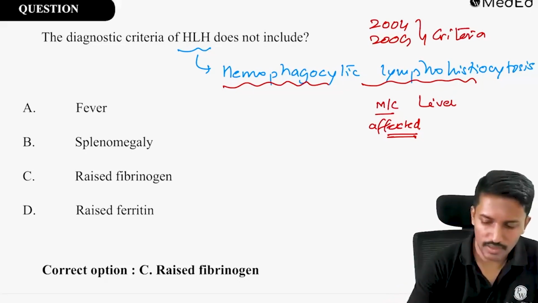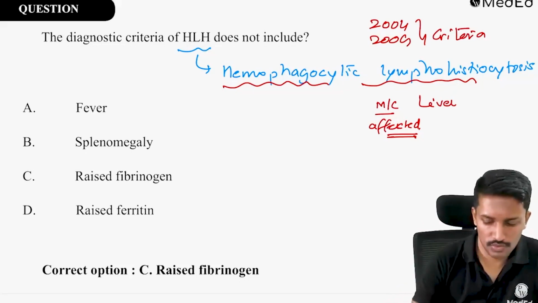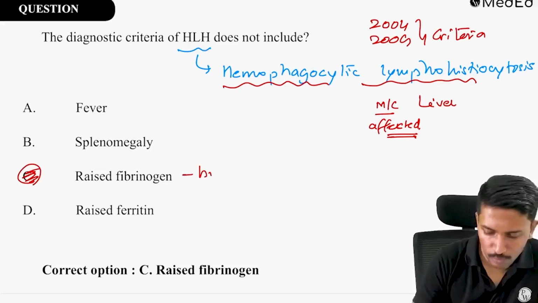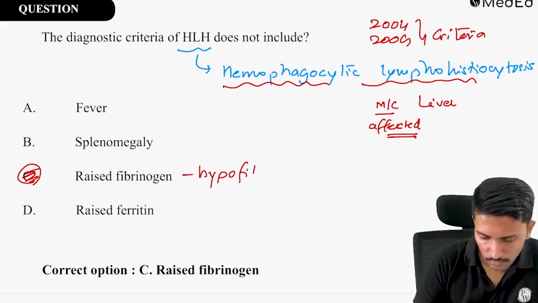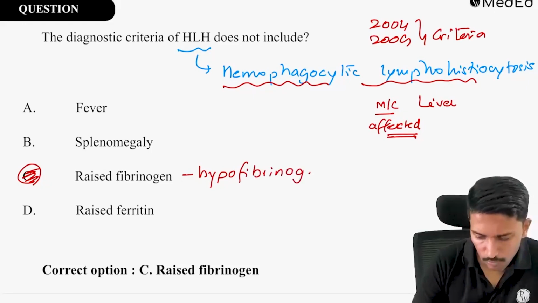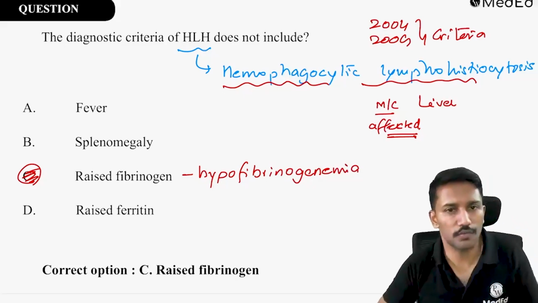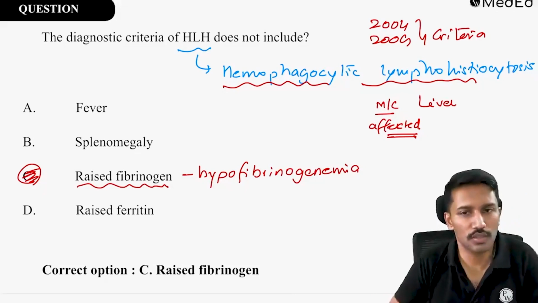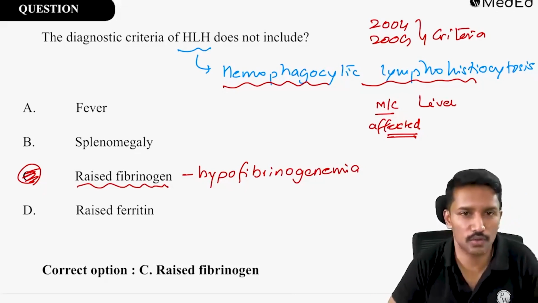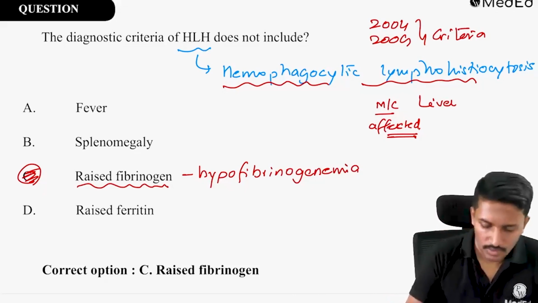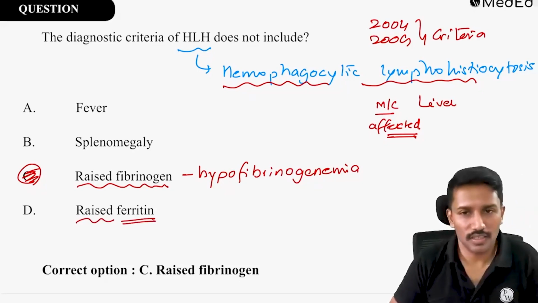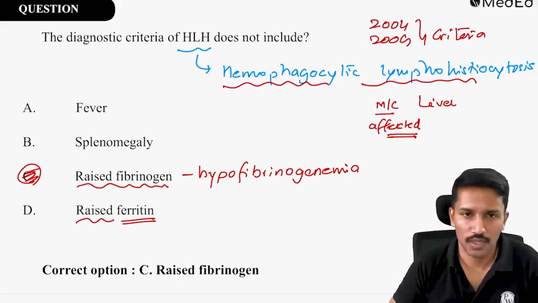So please remember that in hemophagocytic lymphohistiocytosis, you will have not raised fibrinogen level, but rather hypofibrinogenemia. So if I have fibrinogen levels which are very low, that favors the diagnosis of hemophagocytic lymphohistiocytosis and not the raised fibrinogen levels. Okay. Now ferritin, yes, it is an acute phase reactant. In any acute illness, it may be elevated, and so is the case of HLH.